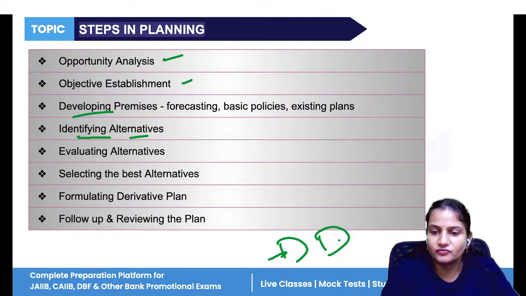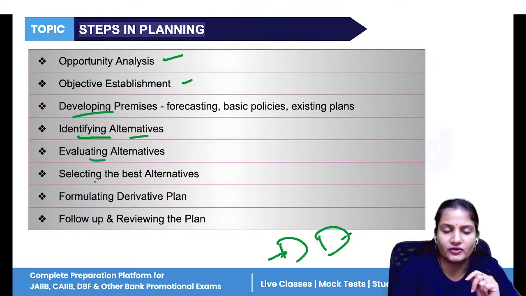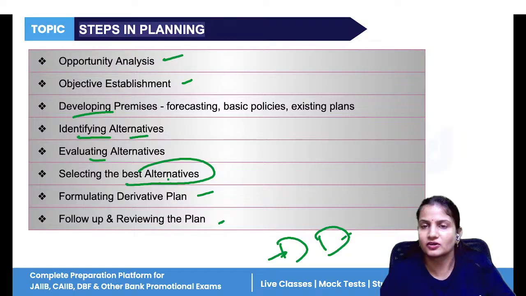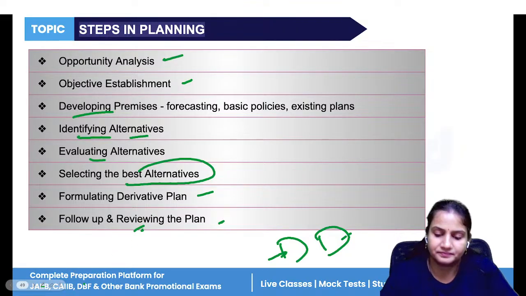After identifying, you will evaluate which option is good for me. If I'm planning to make 10,000 units of goods in future, which option is good for me? That is evaluating. After evaluating, you will select the best alternative. On that best alternative, you will formulate the plan, and you will see whether that plan is actually working or not. The final step is reviewing the plan.